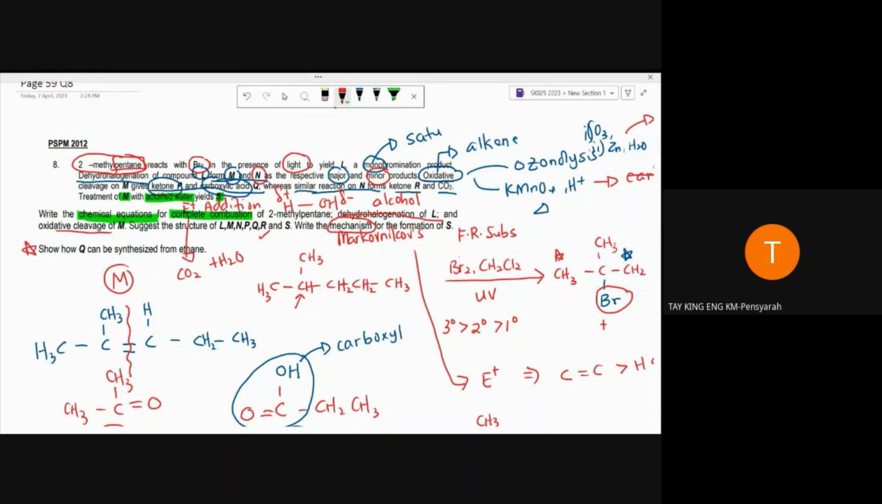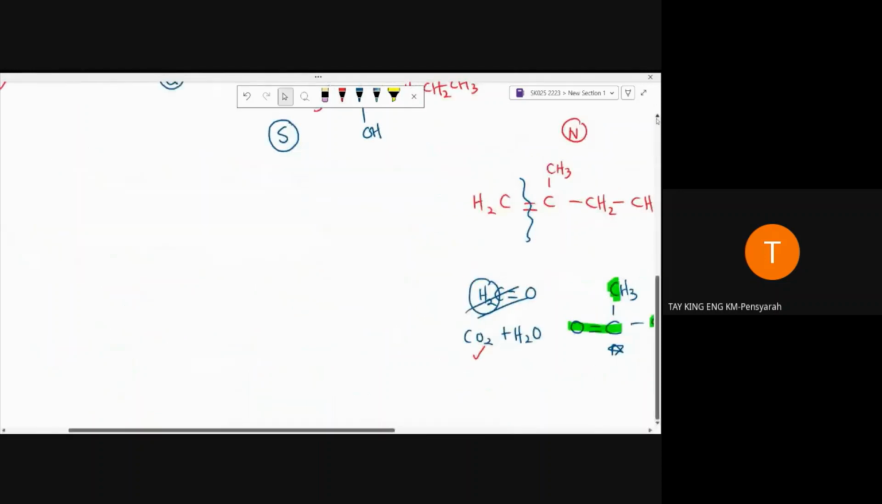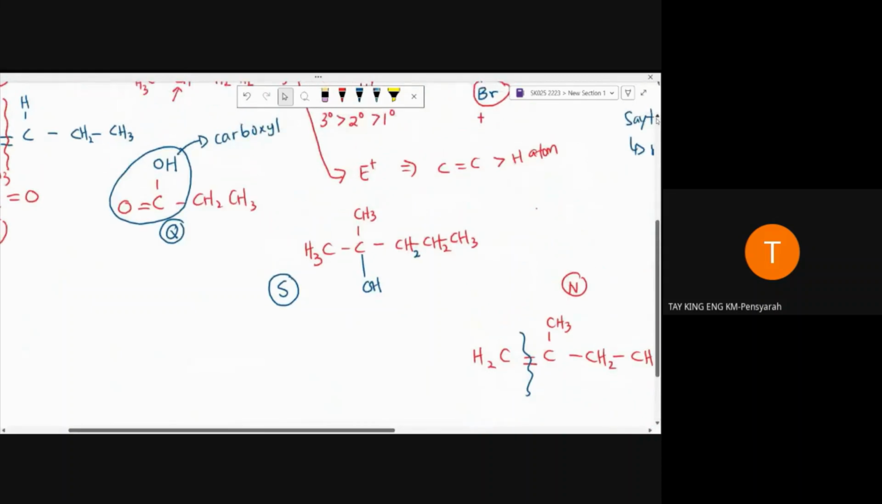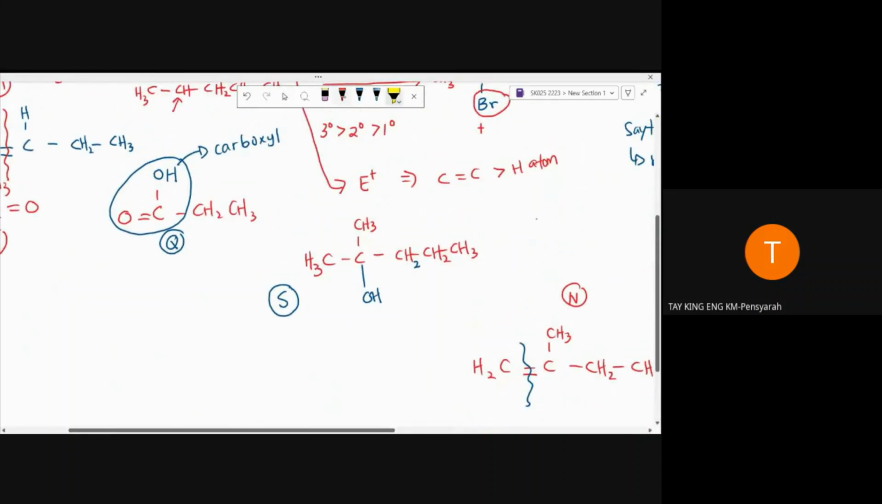So how can Q be synthesised from ethane? So first we want to find what Q is. Q is over here. Then let's try to find the name of Q. We will consider COOH as carbon 1, carbon 2, carbon 3. It has 3 carbons, so Q is propanoic acid.